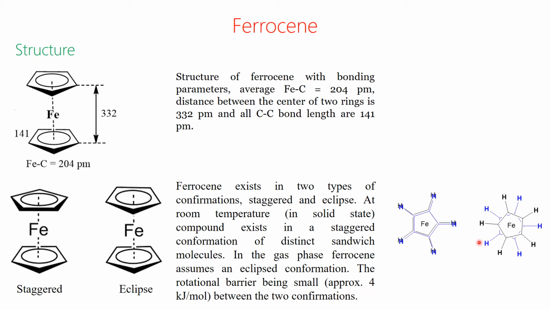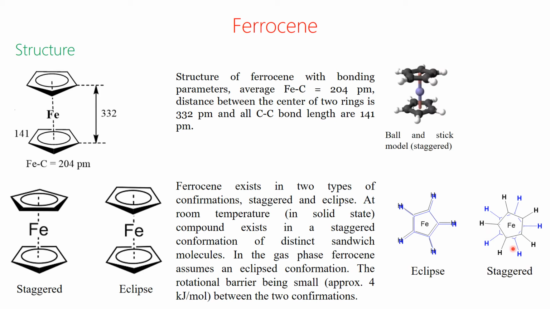This is the view of the eclipsed configuration. One Cp ring is exactly over the other Cp ring. If we view along this axis, the staggered configuration will look like this. One ring is not completely covering the other ring, and we get the staggered configuration. Eclipsed and staggered. This is another representation, known as the ball and stick representation of the staggered configuration. And yet another representation is known as the double cone model for an eclipsed configuration.